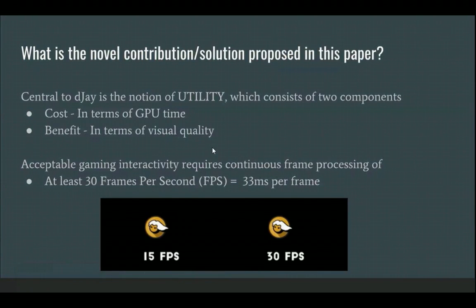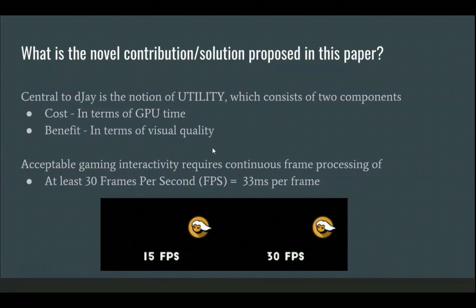Okay. Now, before getting into the architectural implementation details of DJ, I would like to mention some terms and components that are used in this paper. The first and primary thing that we're going to see is the notion of utility. Like Shiyu already discussed, measuring the cost in terms of GPU time and benefit in terms of visual quality is the prime measure that is taken here in this paper.